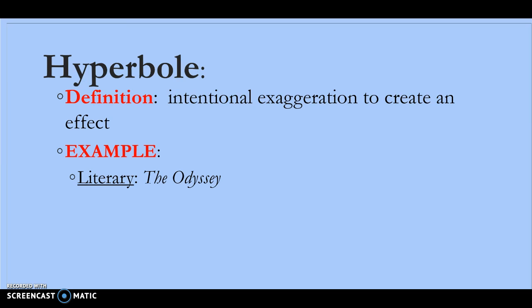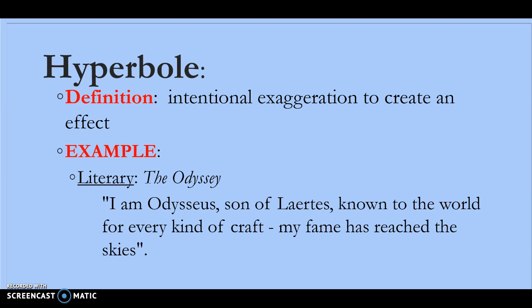An example might be from the Odyssey, where Odysseus says, "I am Odysseus, son of Laertes, known to the world for every kind of craft. My fame has reached the skies." Well, he's a pretty big deal, I guess, but is he really that big of a deal? So he comes across as being maybe a little bit bigger than what he is. We even see that in the animal world, don't we? Birds will puff up their feathers to make them look bigger. My dog Ginger, when she sees another animal, the hair on her back poofs up so she looks bigger than what she is.